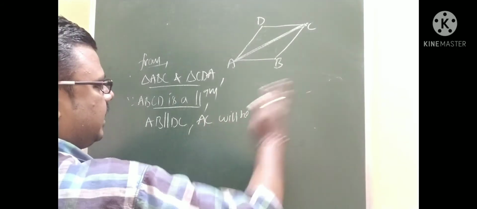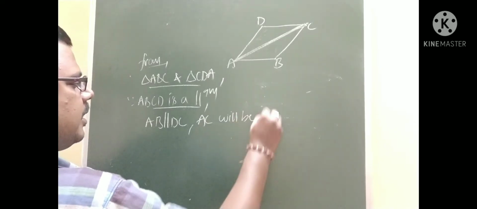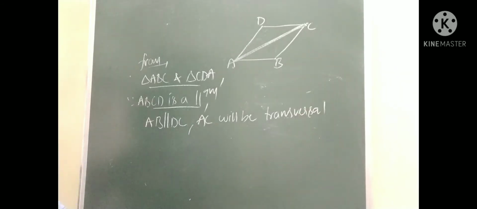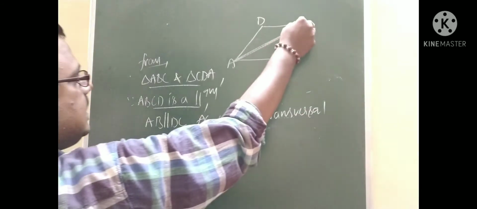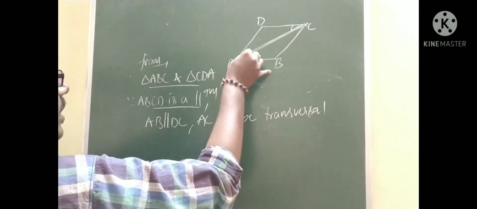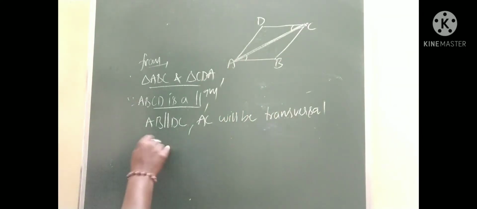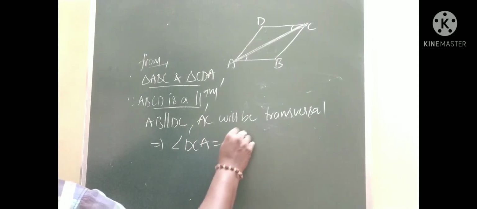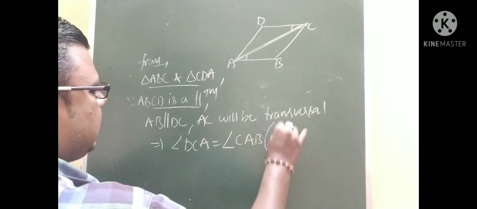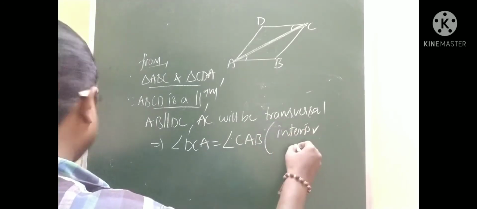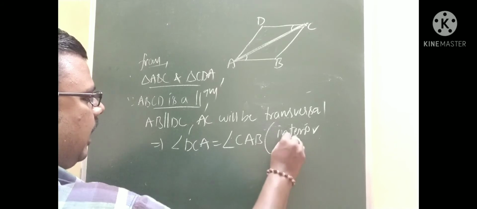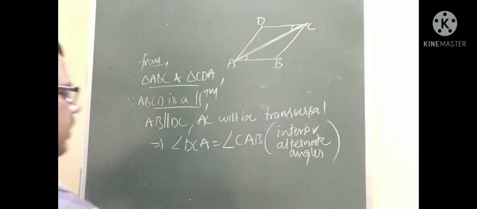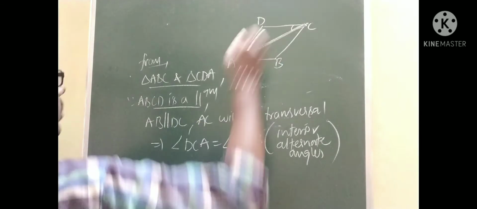Let me erase this diagram. So AC will be a transversal. When AC is a transversal, what will happen here? I can take angle DCA, this angle, which is equal to angle BAC, this angle. So it implies angle DCA is equal to angle CAB. Why? Because they are the interior alternate angles, right? So this angle becomes equal to this angle.